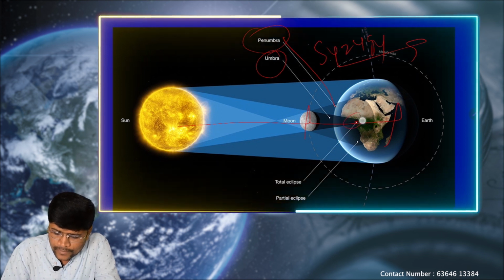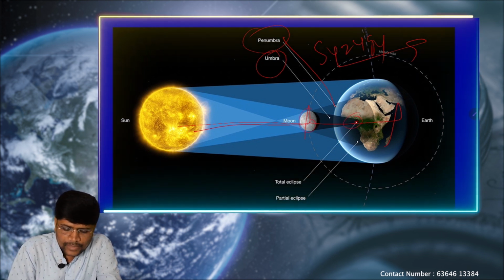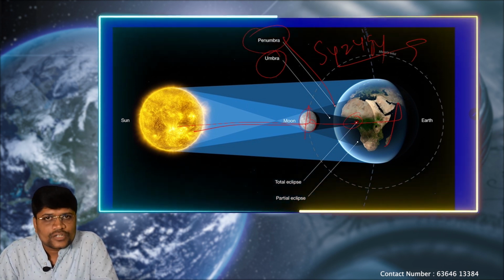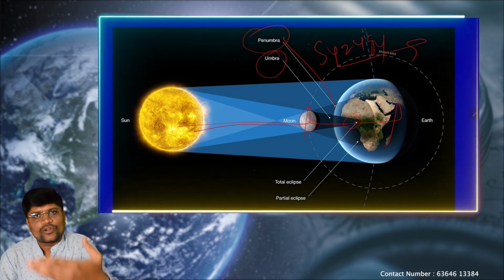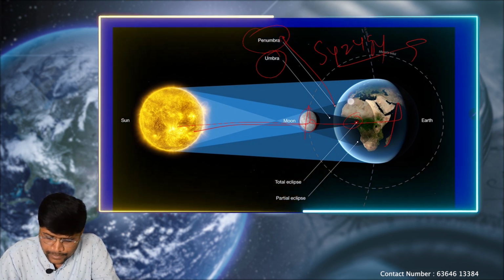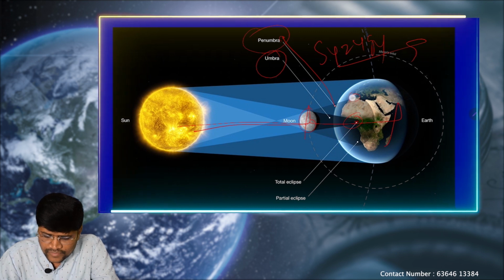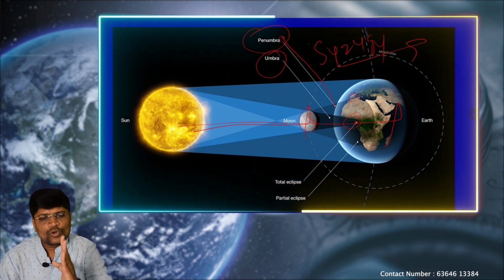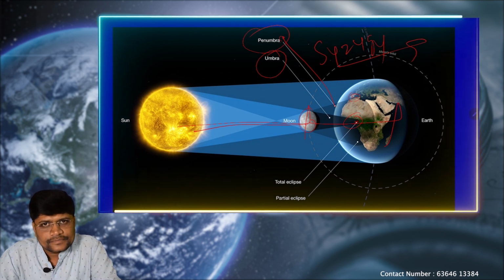If you observe from the umbra portion, the Moon will completely block the Sun. So in that case, we can experience the total solar eclipse. That means the Moon is completely blocking the Sun. And from the penumbra position, it is at the periphery. That means if a person is observing from this region, he will see the partial eclipse. That means the Moon is partially blocking the Sun.